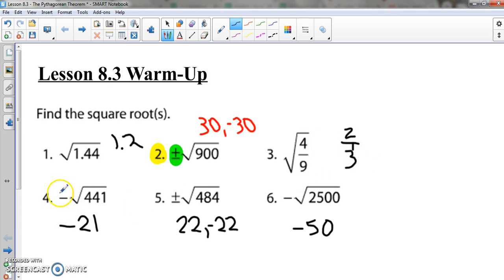This one again we said we wanted the negative root. So the negative root of 441 is negative 21, because negative 21 times negative 21 will give you 441. And number 5, the positive and negative root of 484, positive 22 and negative 22, because positive 22 times positive 22 will give you 484, and negative 22 times negative 22 will give you positive 484. Likewise for number 6, we want the negative root of 2,500. So our calculator will give us positive 50, but since I want the negative root, I'm going to say negative 50 times negative 50 will give me 2,500.